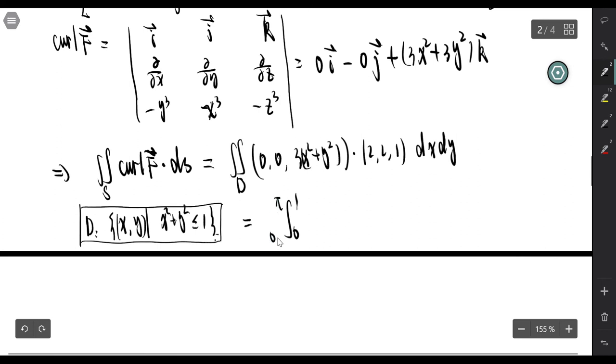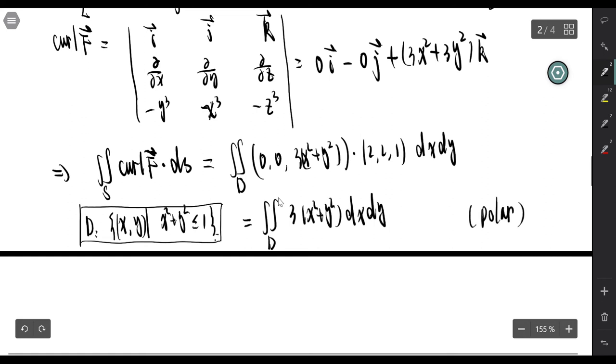Okay, first we have the double integral over D of 3x squared plus y squared dx dy, and you use polar coordinates. That is 3, from 0 to 2 pi, from 0 to 1, rho squared, because x squared plus y squared is rho squared, and dx dy is rho d rho then d theta.